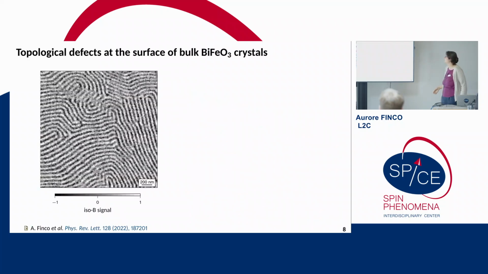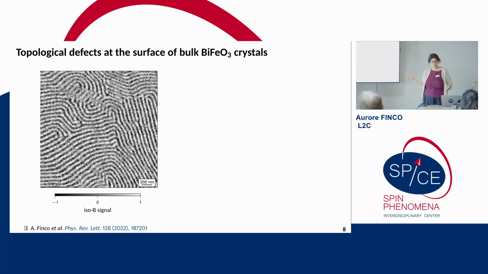So what we can do then is take our microscope, put a BFO sample in there, and have a look at the texture. What you see here is actually this cycloidal modulation above the surface of a bulk crystal. And you see it's quite complicated. We didn't expect that. For bulk crystals, we expected a single direction of propagation of the cycloid. So we were a bit surprised.